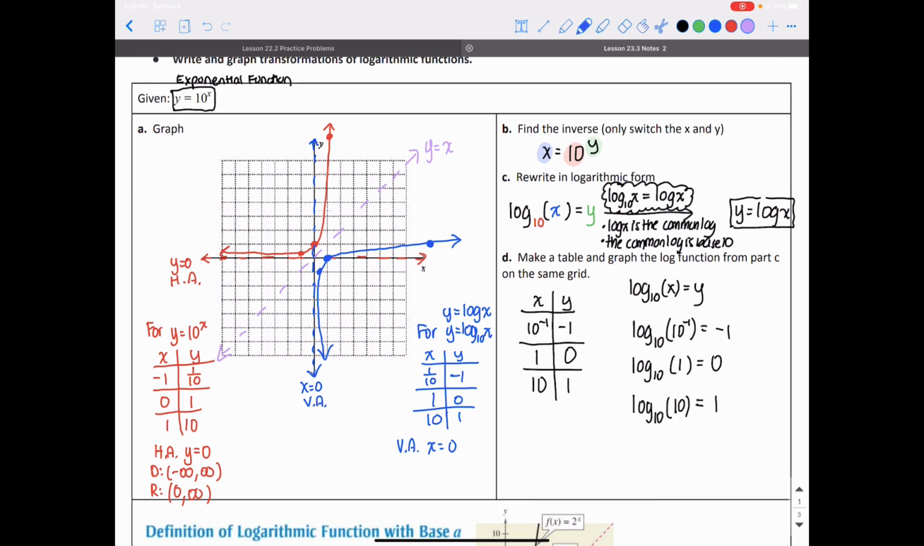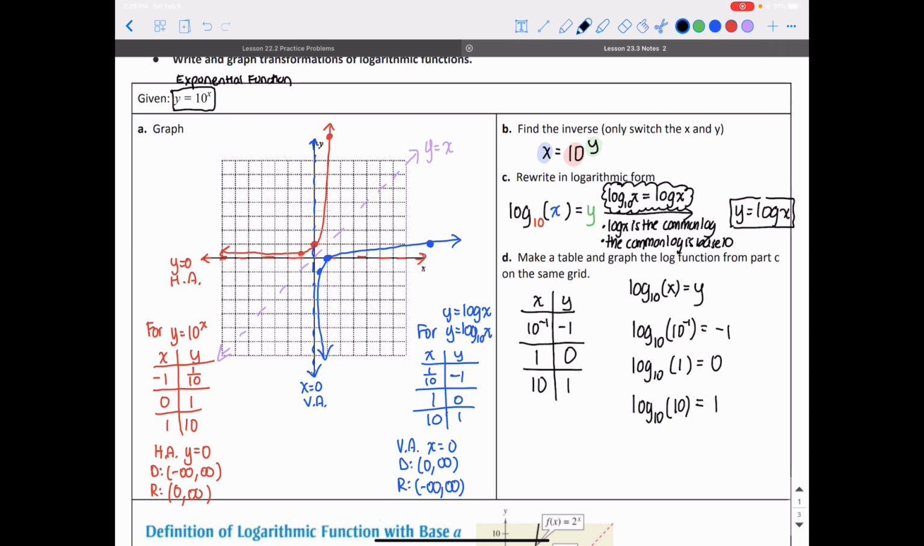Another thing that I want to do is find the domain and find the range. So the domain of this blue function, I'm seeing that my x values, all that are included, are from 0 to infinity. And for the range, I know I'm including everything from negative infinity to positive infinity.